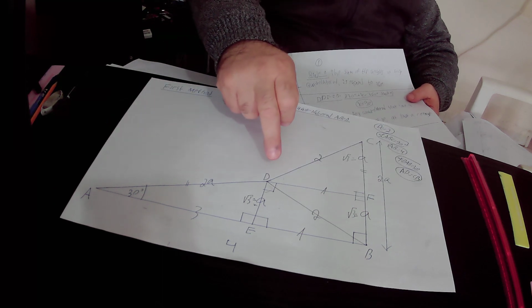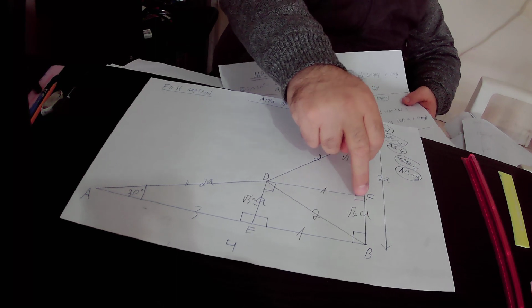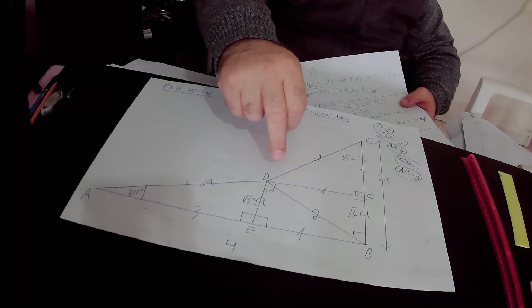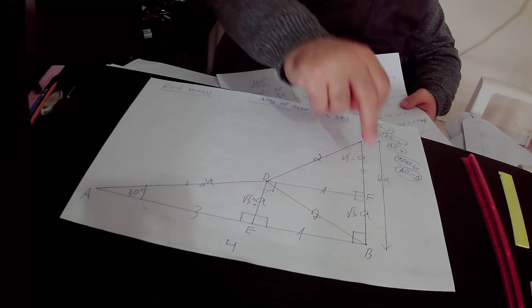Here we drew a perpendicular from point D to CB, so this angle is 90 degrees and this angle is 90 degrees, and we define the touching point between the perpendicular from point D and CB as point F.